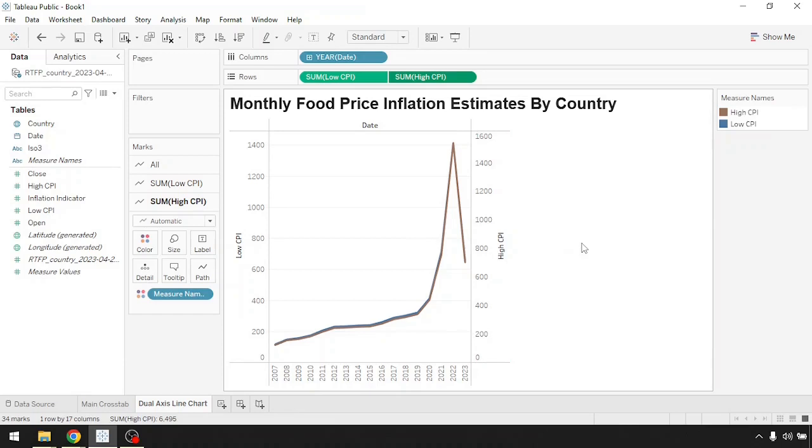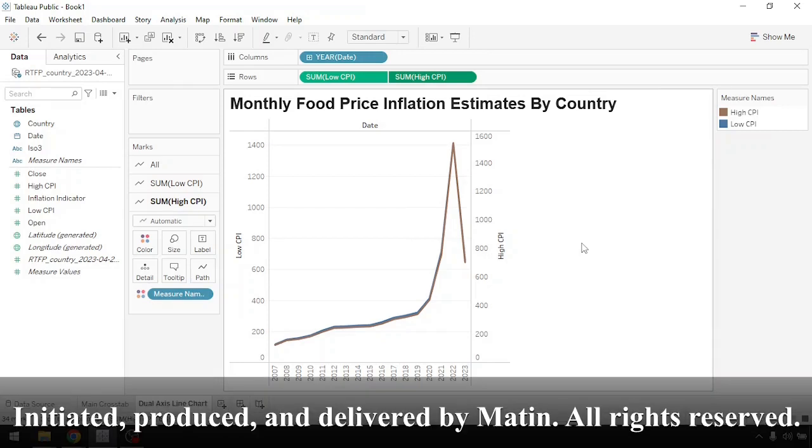Still, it's a better depiction of line trends between two variables on the same axis.